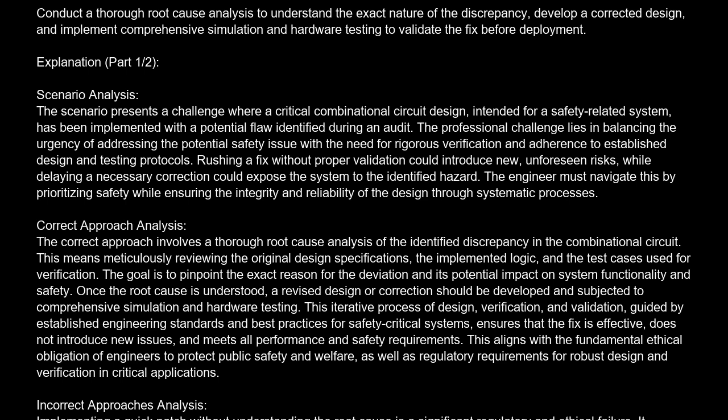Once the root cause is understood, a revised design or correction should be developed and subjected to comprehensive simulation and hardware testing. This iterative process of design, verification, and validation, guided by established engineering standards and best practices for safety-critical systems, ensures that the fix is effective, does not introduce new issues, and meets all performance and safety requirements. This aligns with the fundamental ethical obligation of engineers to protect public safety and welfare, as well as regulatory requirements for robust design and verification in critical applications.